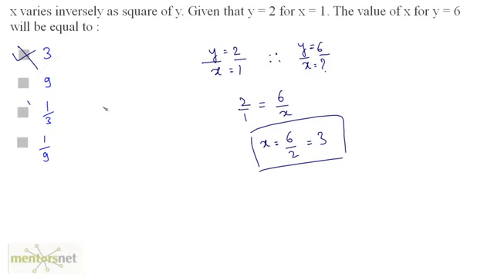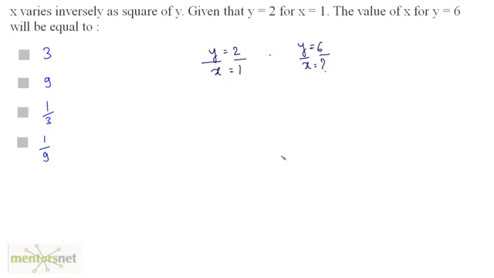But that's not the correct answer. Why you cannot solve this is because x is not directly proportional to y. x is inversely proportional to the square of y. So you cannot solve it traditionally using proportion, right? So let us remove this stuff and solve this question correctly. So x varies inversely as a square of y. So this can be written as x is inversely proportional to y square. This is another way of writing proportions. You may have heard this in your physics classes.